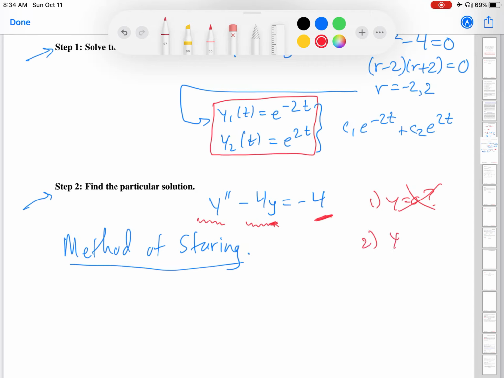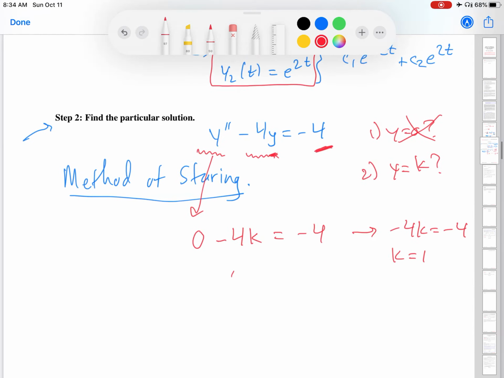Okay, so let's try something else. How about y equals some number, possibly non-zero? If I put that in here, the second derivative of a number is 0. And then this is y equals k, so I put that in there. I'm left with the algebraic equation minus 4k equals minus 4. So I get k equals 1. So actually, I have found that y of t equals 1 solves the ODE. I have found a particular solution by just thinking a little bit about the structure of the ODE and using trial and error from the simplest functions to slightly more complicated functions. So great, I found a particular solution.